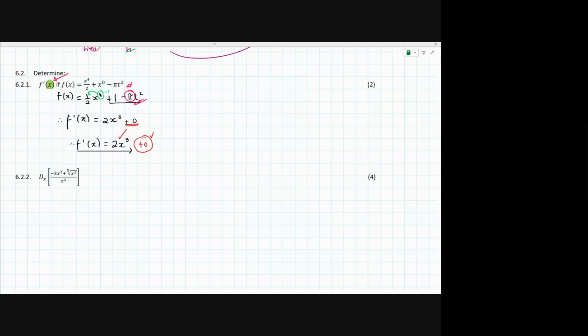If, however, this had been pi t squared x, for example, because it would then contain an x, I would still need to find the derivative of that. So then that x is an exponent of 1. 1 times my coefficient is just pi t squared, minus 1, x to the power of 0. So that would then derive to that. So if there was an x, we would need to consider it, but because there's no x, we don't really care. So whenever there's a variable, yeah?